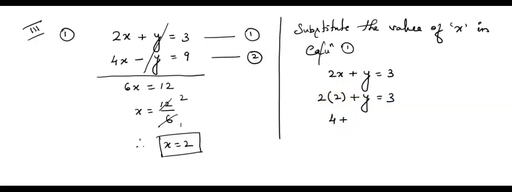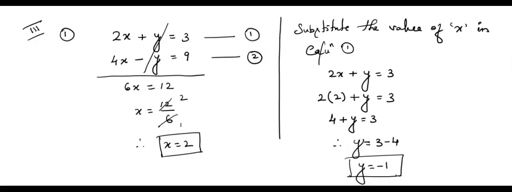2 2s are 4, plus y is equal to 3. Therefore, y is equal to 3, and 4 coming to the other side becomes minus 4. Now we can say y is equal to 3 minus 4, which is minus 1. So the value of y is minus 1. After solving these two equations by using the elimination method, we got the final answer for the values of x and y as x is 2 and y is minus 1. So this is the complete answer.